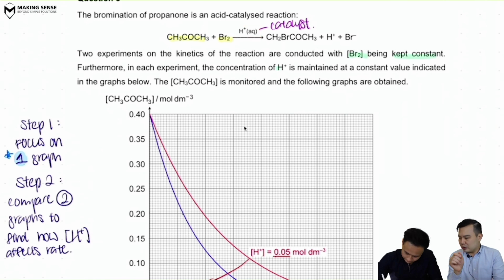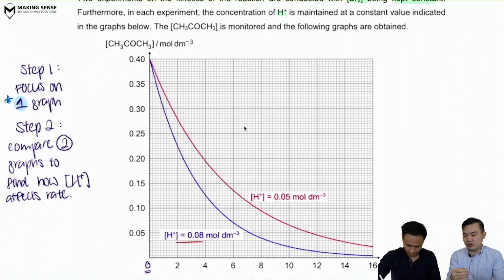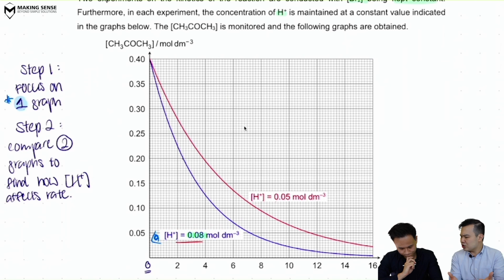Okay. So if we look at the graph, this is a graph of propanone concentration against time. And how do we make sure that H plus is constant? We simply look at one graph. For example, if I look at the blue graph, the concentration is kept constant at 0.08 throughout the reaction. And why is that okay, Mr. Tim? How come the H plus concentration is so easily maintained at 0.08 throughout? Shouldn't it also decrease like other reactants?